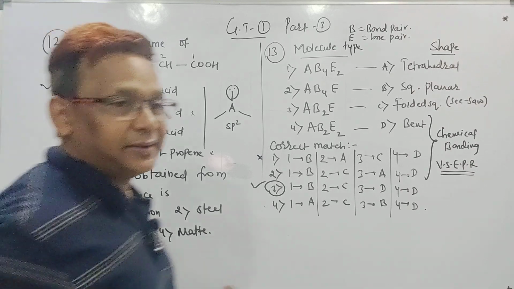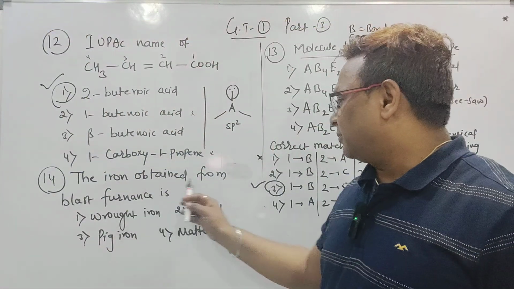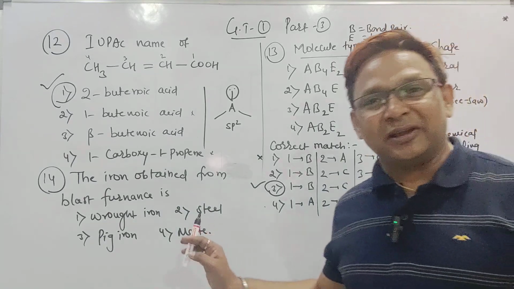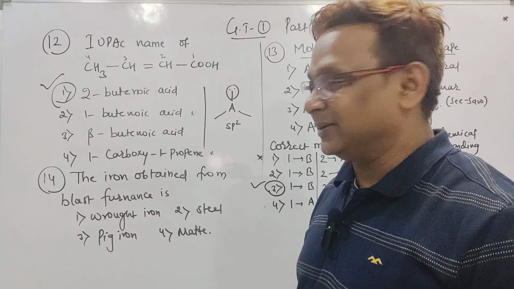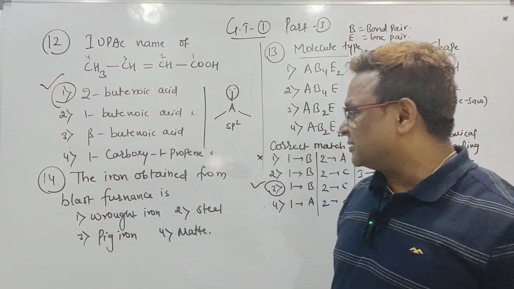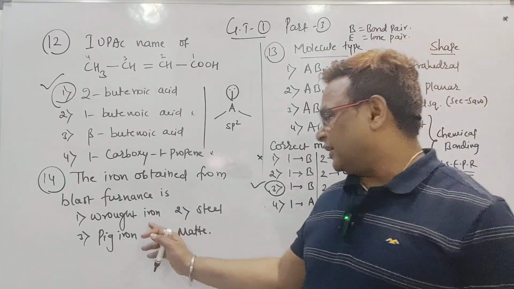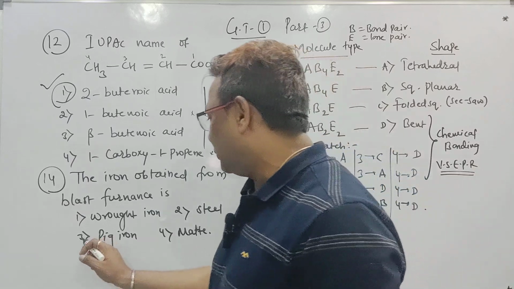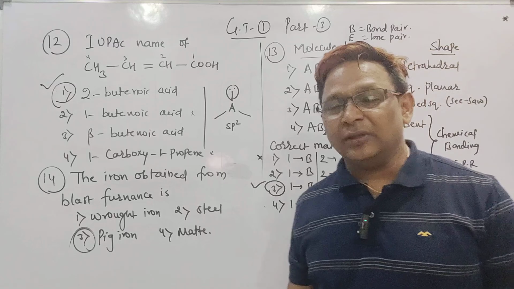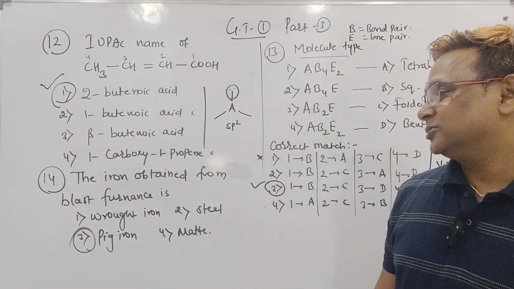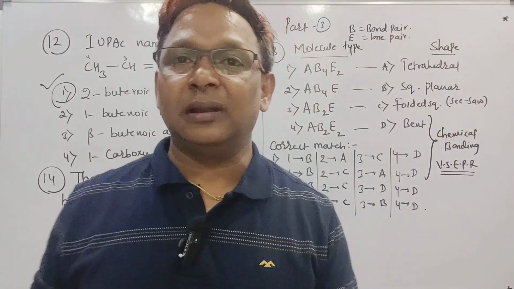But one more question here. The iron obtained from the blast furnace is, this kind of question we only get in metallurgy. This question belongs to metallurgy. The iron obtained from the blast furnace is what? Rough iron, steel, pig iron and matting. I'll tell you, beta, pig iron is the iron we get only from the blast furnace. So write down, this third one belongs to the chapter metallurgy.